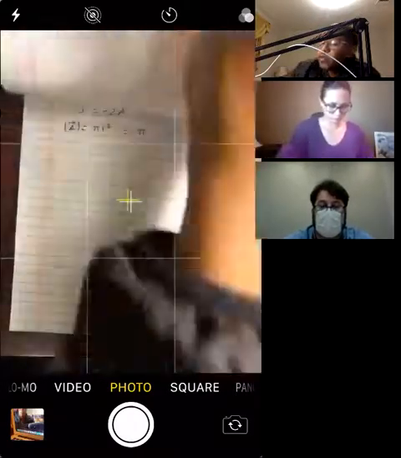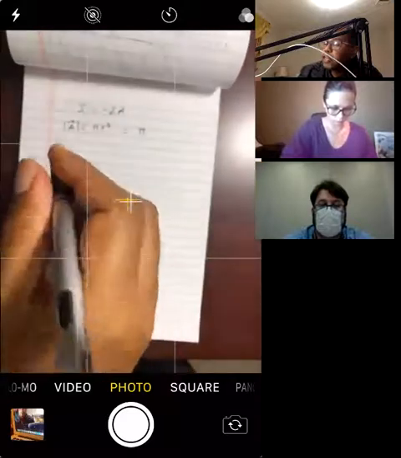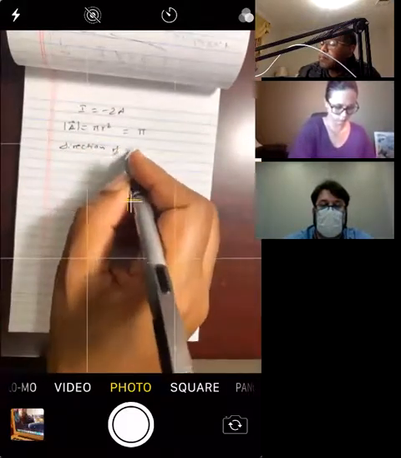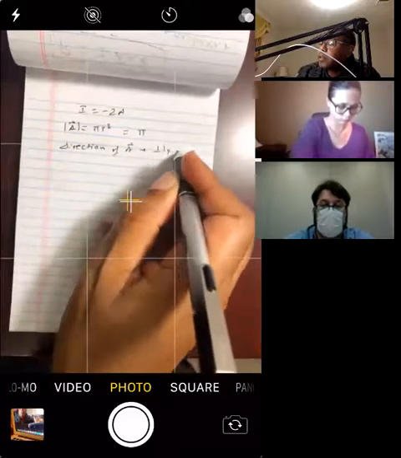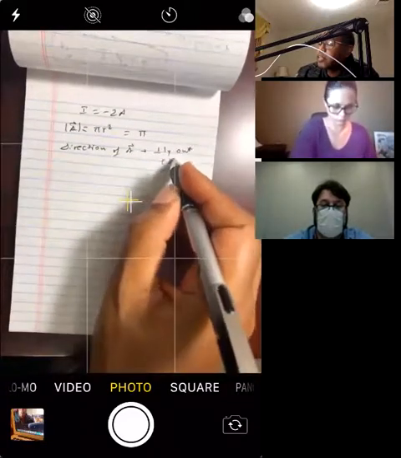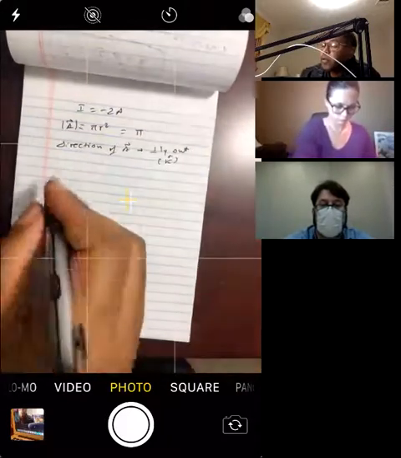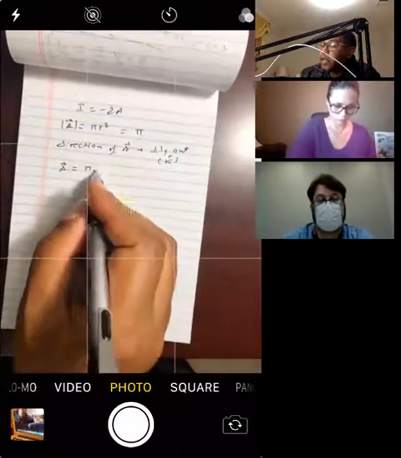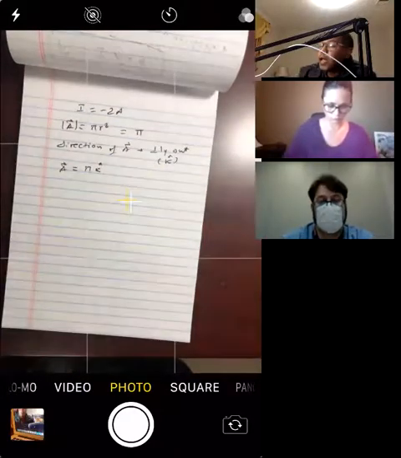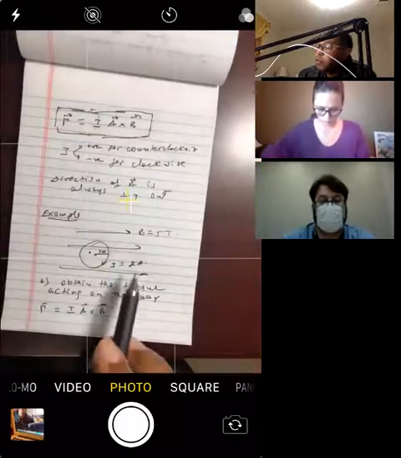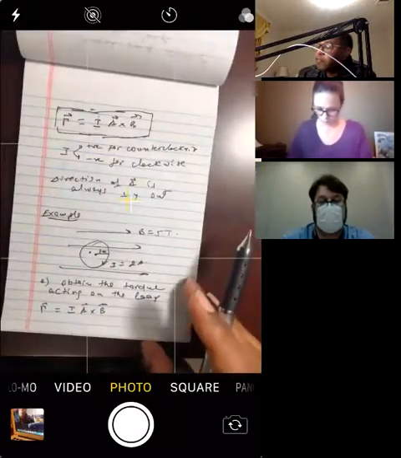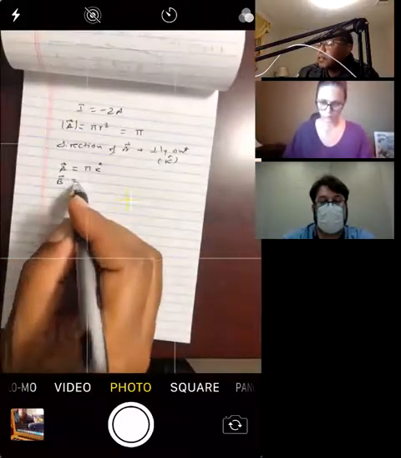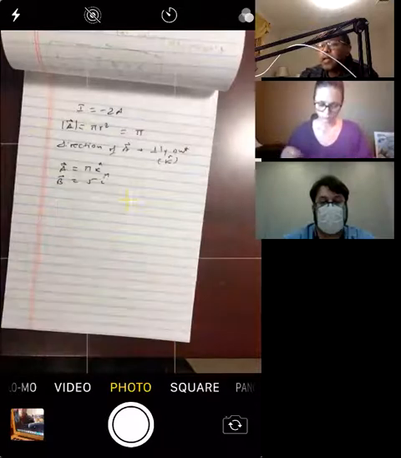So the direction of A is perpendicularly out, which means in the K direction. So we have the following for the area. Area is pi r squared, which is pi in the direction of K. This is our area. And we've been given the field. The field is 5 in the I direction. So that's all we need.